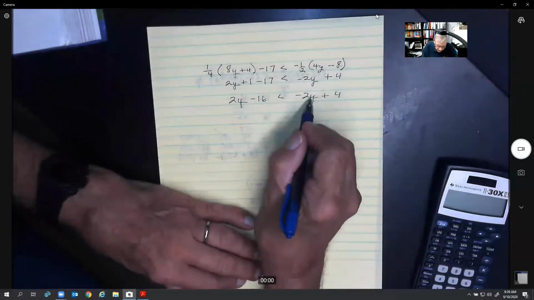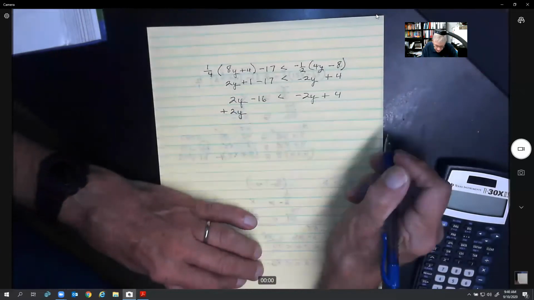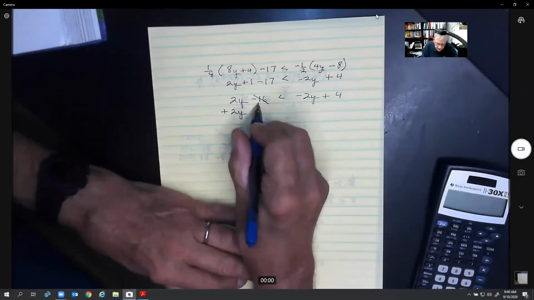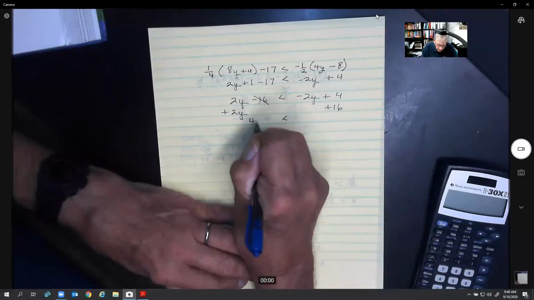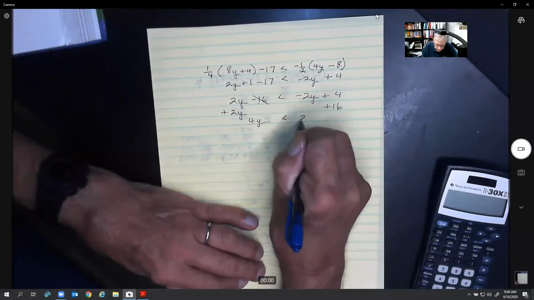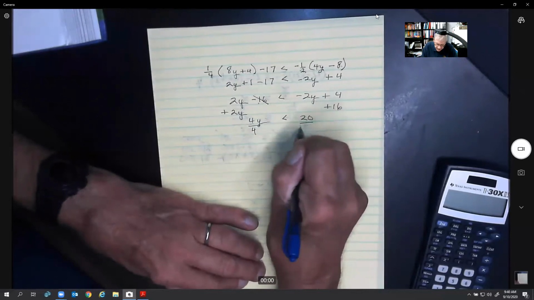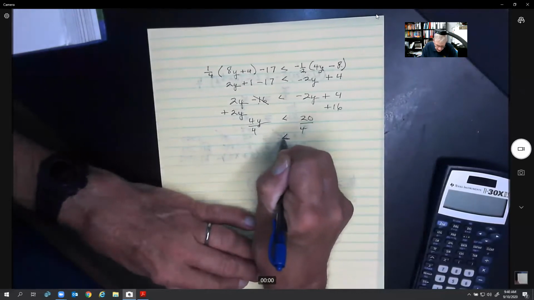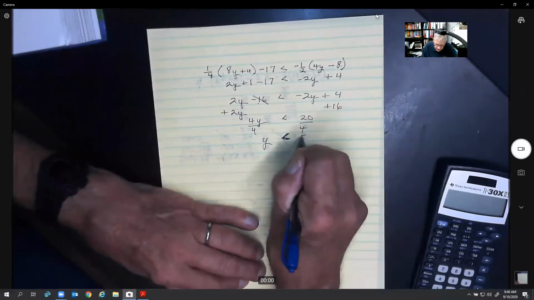Okay, let's bring over the negative 2y, and that's why you've got to be kind of careful with the signs, positive 2y. Let's bring over the negative 16, positive 16, still less than: 4y is less than 20. Divide both sides by 4, they're both positive, nothing changes, so don't get switch happy here. Sometimes it doesn't change, and that's great.